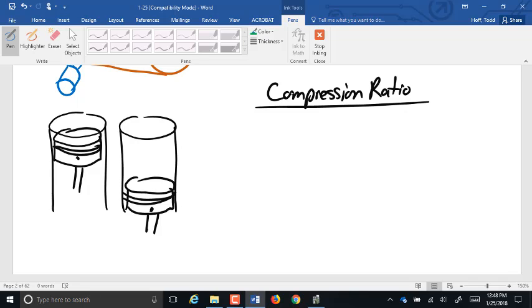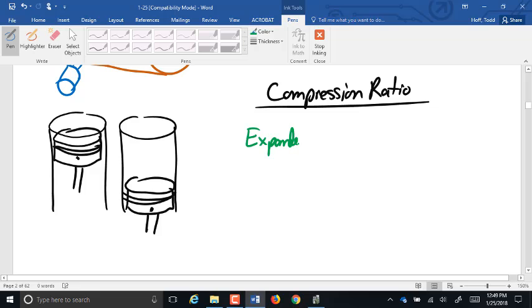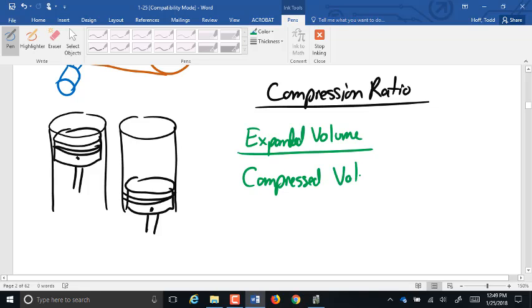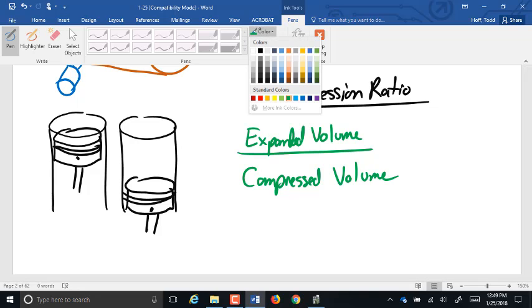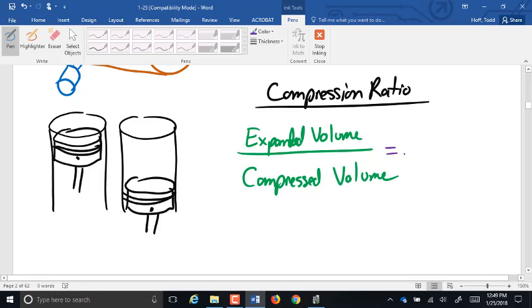So anyway, compression ratio is the expanded volume compared to the compressed volume. The expanded volume is when the piston's at the bottom, it's called bottom dead center, the bottom-most portion of the stroke. So the volume above the head of the piston is the most it can be. So let's say that's 480 cubic centimeters.